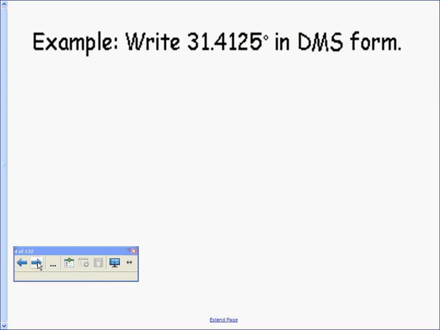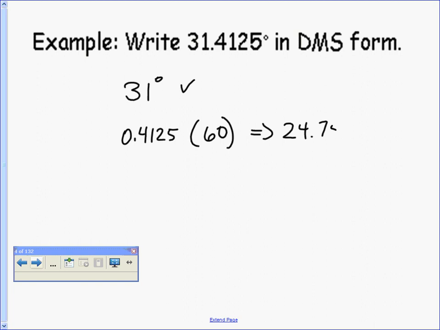All right, now we're going to go the other way. We've got a decimal form and we're moving to DMS form. So when we do this, we're going to keep our 31 degrees, and we're keeping that for now. And then what we have is 0.4125 as our decimal, and we're going to multiply that by 60 to see how many minutes we come up with. When we multiply that by 60, we get 24.75 minutes. So what that's going to give us then is we've got our 31 degrees and 24 minutes.